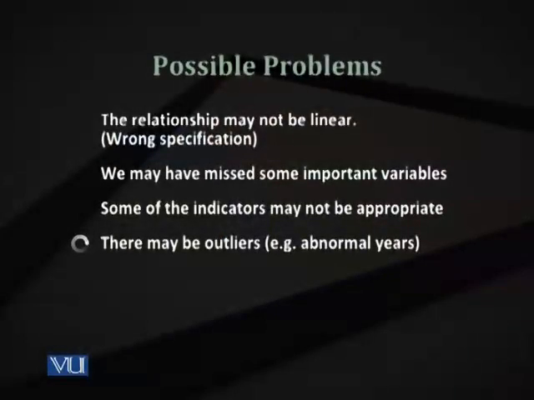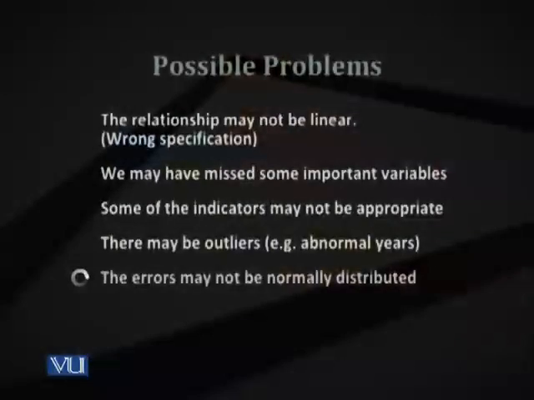Also, there may be some abnormal years. For example, if you include in your data series abnormal years, like years in which you had war, or there were terrorist activities, or you had some crisis in your exchange rate, etc., the values will be outliers. So outlier is a problem. It affects the regression results. So you should scan your data through different graphs like scatter diagrams and so on to see whether you have outliers or not, whether you have an abnormal year or not.